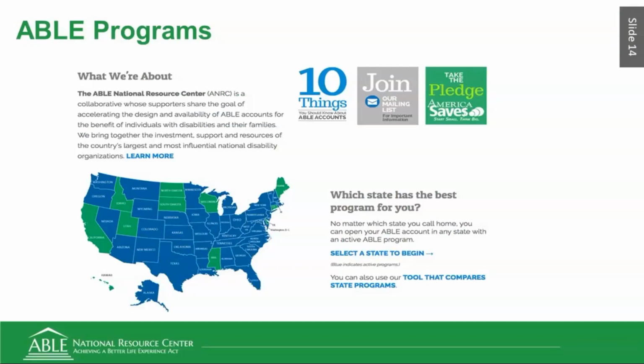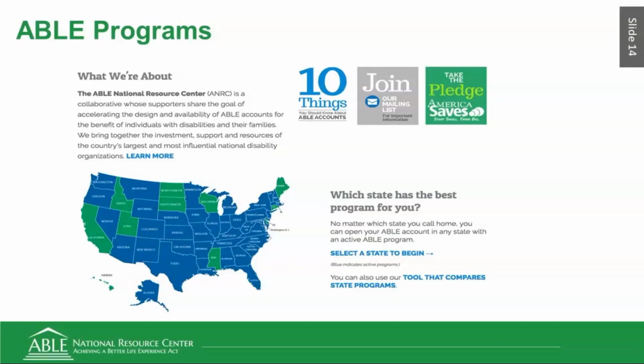And the map shown on your screen gives you a visual of the over 40 states across the country that have ABLE programs. Actually, currently it is 40 states. Next week it will be 41 states plus DC. But it gives you information on ABLE programs that are up and running, with more, of course, rolling out soon.